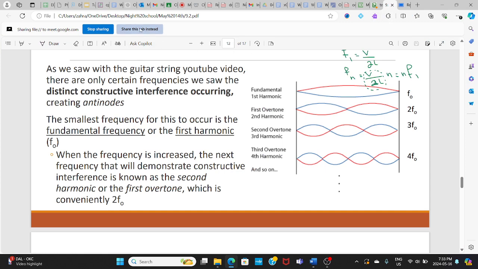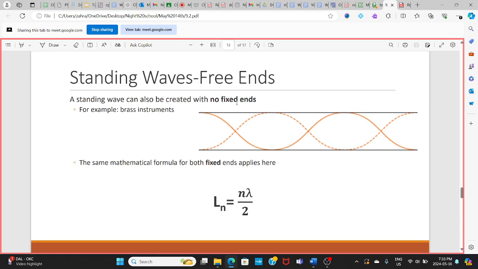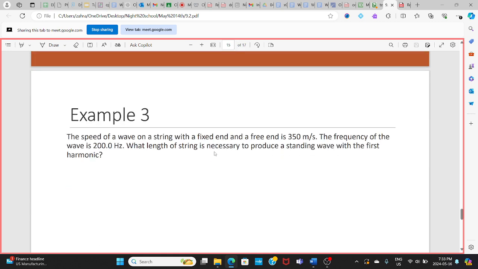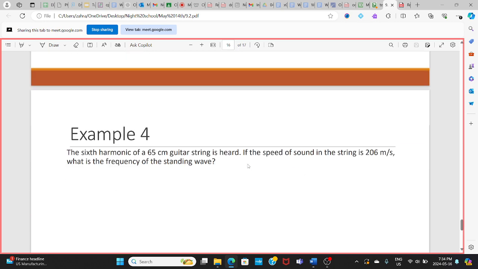Let me just share this. So basically, I did talk to you about the open end column and the closed one and open air column. This is another question. We could do that together. Example 3, example 4.